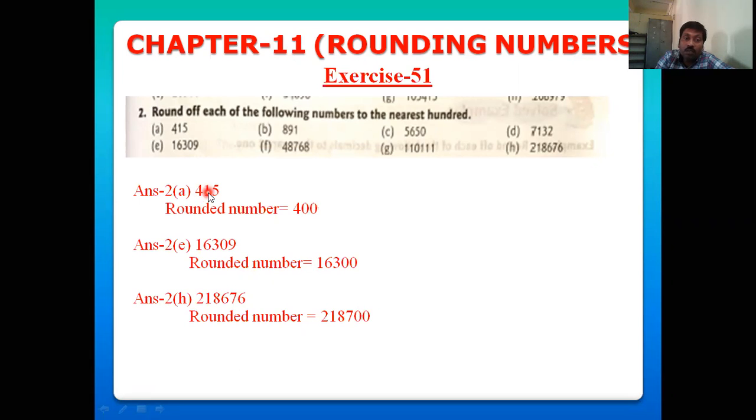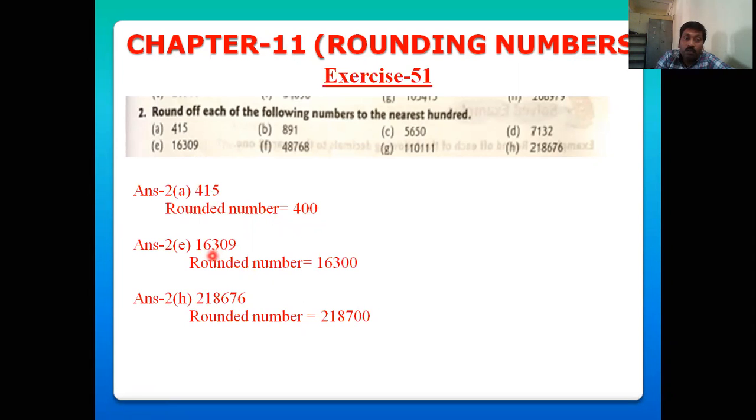1 is lesser than 5. So we will write 4 as it is and insert 2 zeros after it, because there are 2 digits after the hundreds place, 1 and 5. Then we will write 2 zeros. So what is the rule? The rule is: if the number after the hundreds place is lesser than 5, then we will write 4 as it is, that means the nearest 100, and write 2 zeros after it.